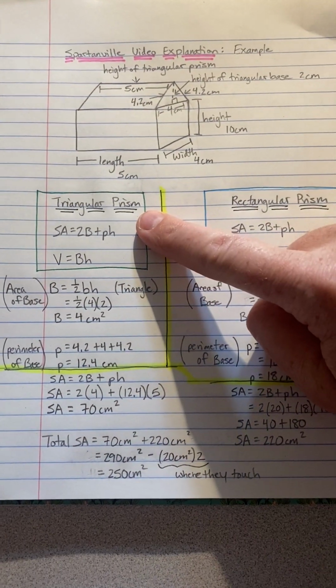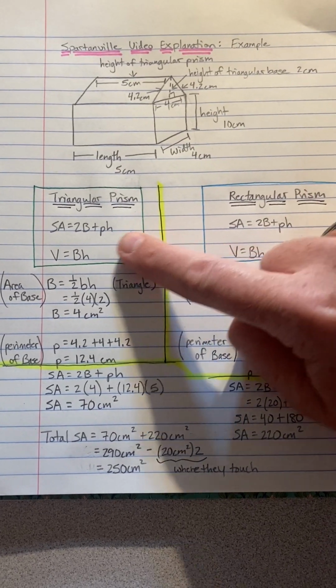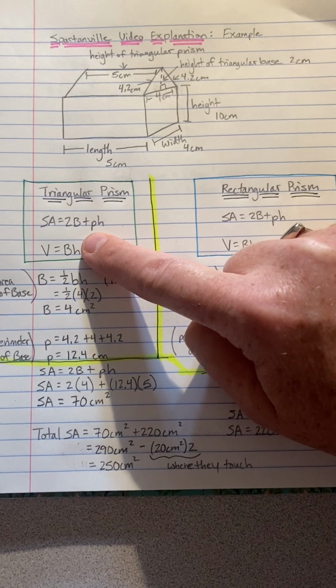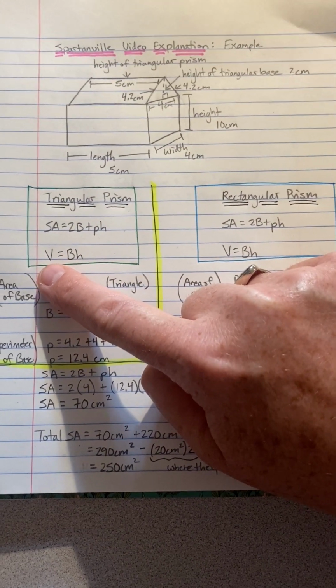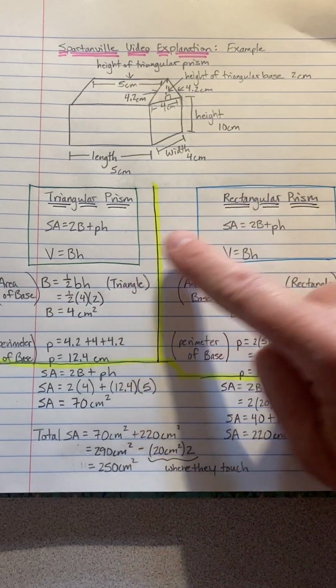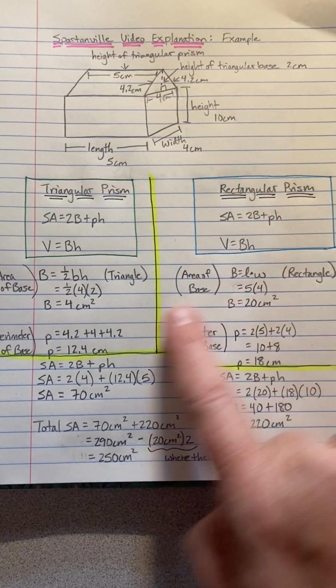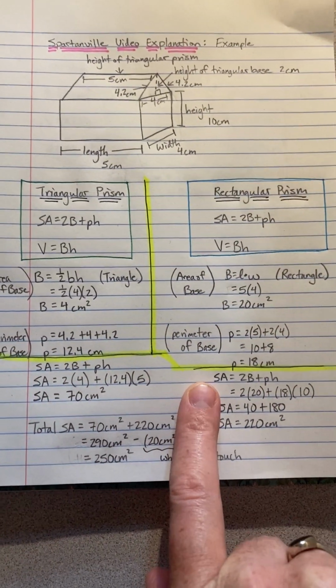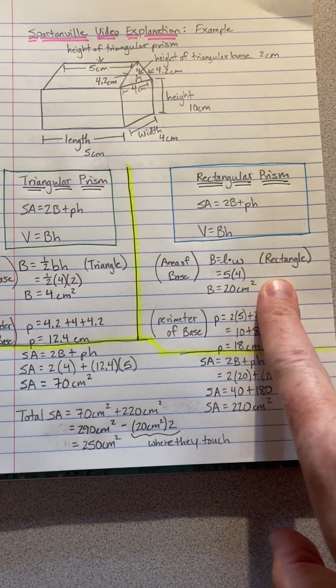So I've written the formulas down. I have the triangular prism formula for surface area, which is 2 times the area of the base plus the perimeter of the base times the height. The volume of any prism is the area of the base times the height. So for the rectangular prism, since they're both a prism, the formulas are actually the same. It's just the area of the base and the perimeter of the base are going to be different because the triangular prism is different than the rectangular prism.